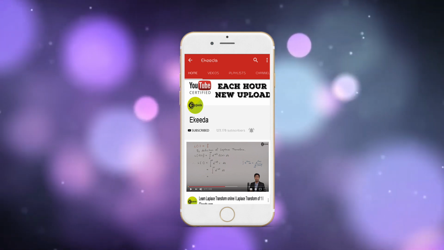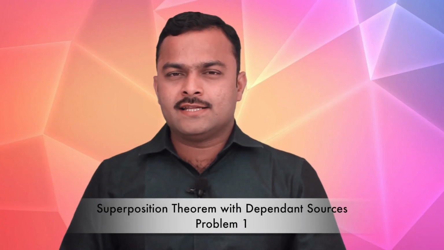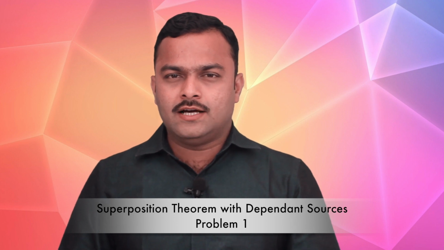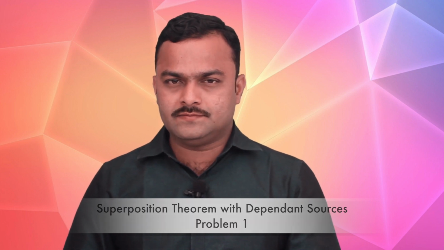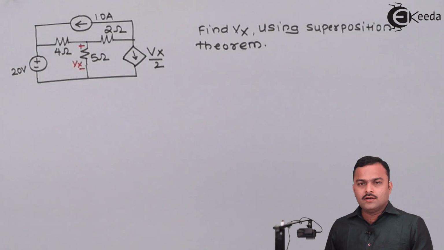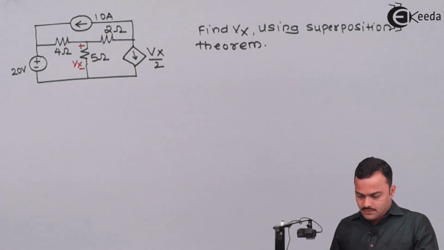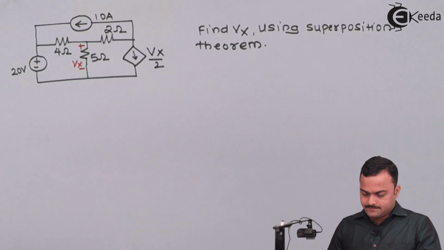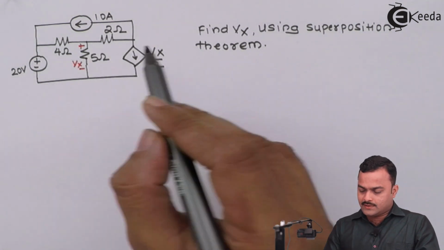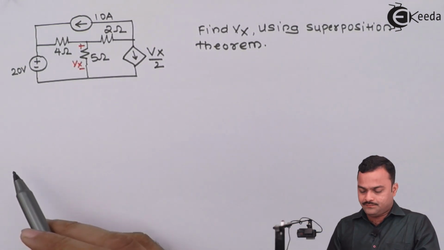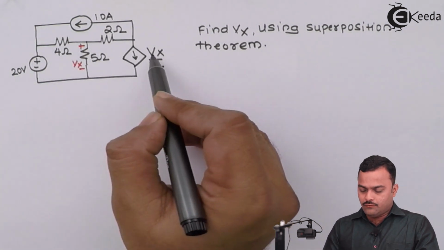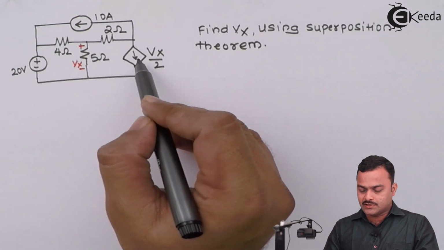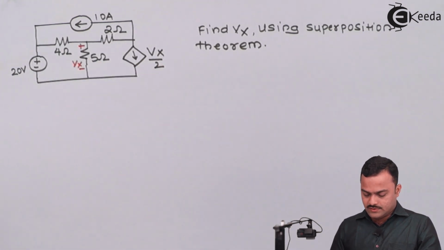Hi friends, in this video we are going to see how to apply superposition theorem in a circuit which consists of dependent as well as independent sources together. So here is the problem. In this problem Vx is maintained across 5 ohm and that we are supposed to get using superposition theorem, and based on this Vx there is a current source which we call a voltage dependent current source present in the circuit along with two independent sources.